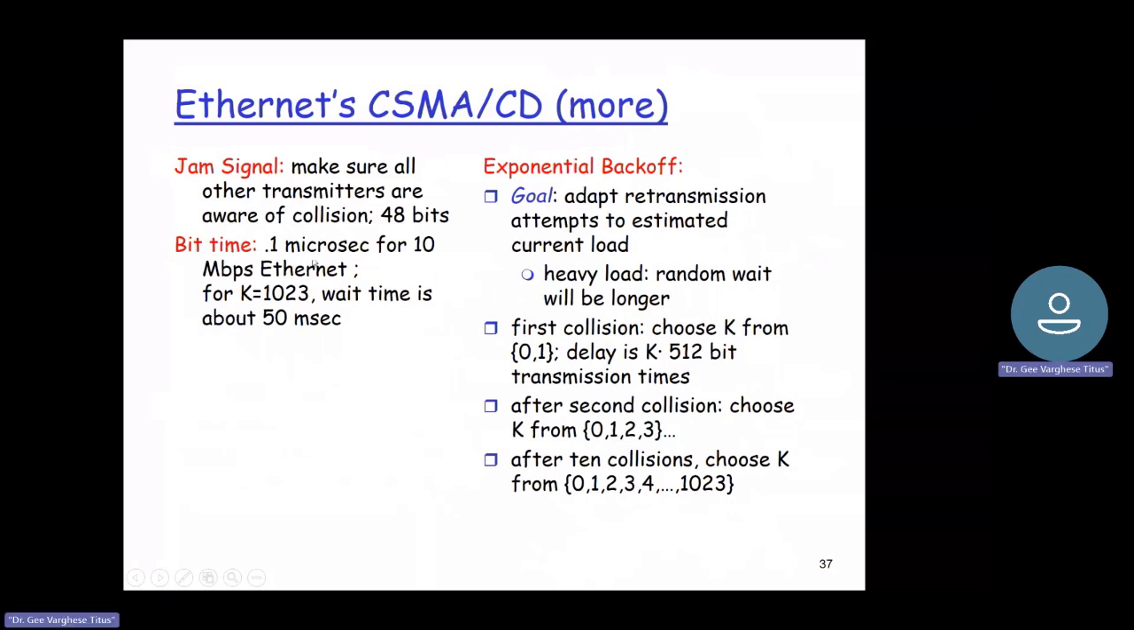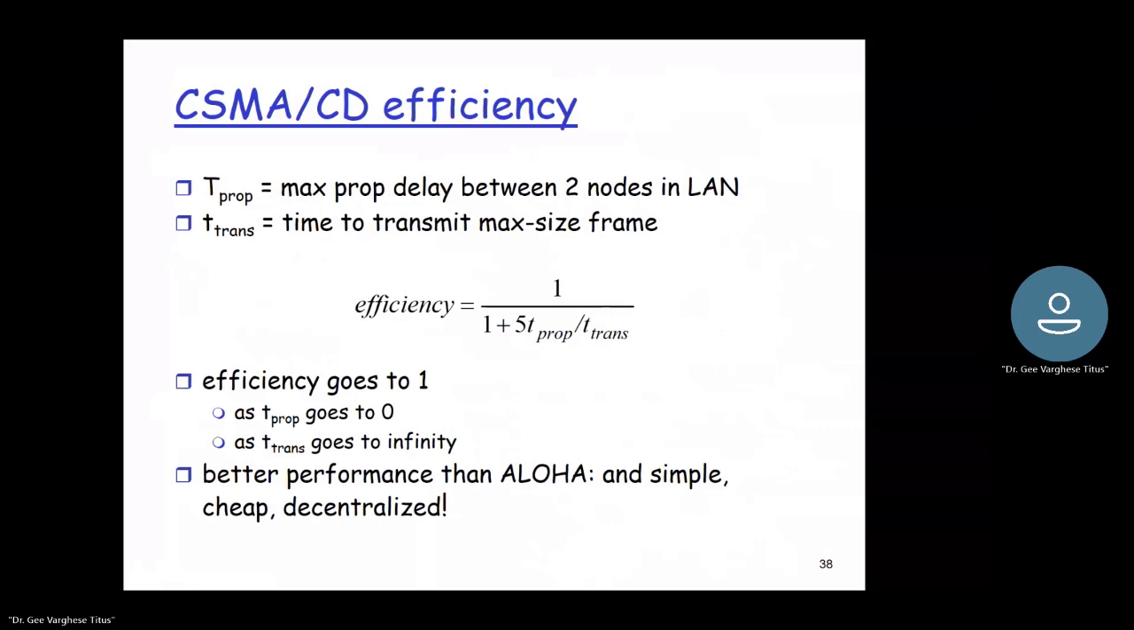An example: if the bit time is 1 microsecond, or 10 megabits per second, your K would be 1023. You can browse through this particular PPT to get a better understanding. The efficiency of CSMA/CD depends on your propagation delay and your transmission delay. Efficiency is 1 by 1 plus 5 into propagation delay divided by transmission delay.